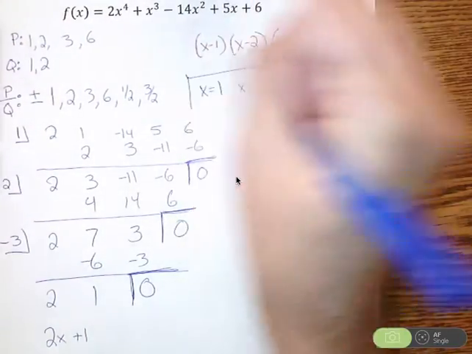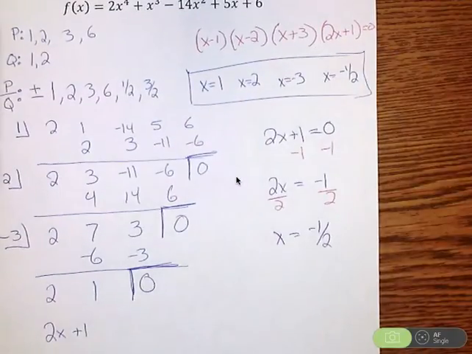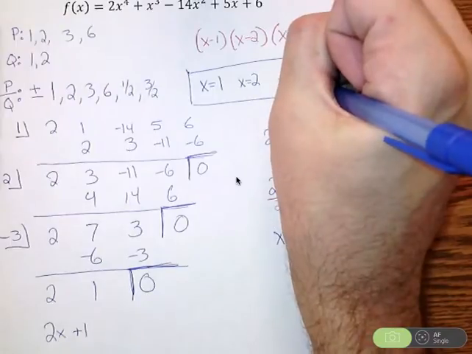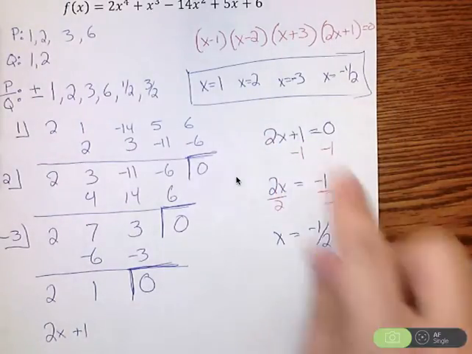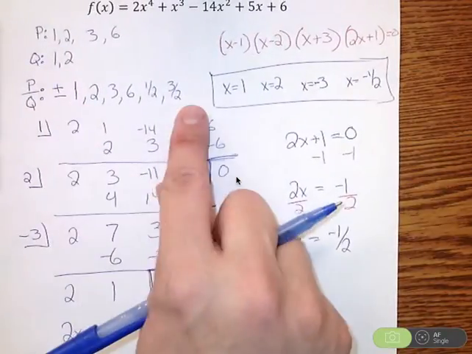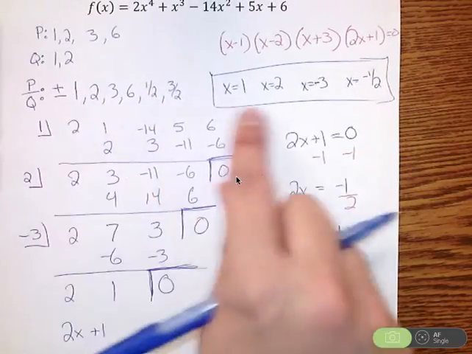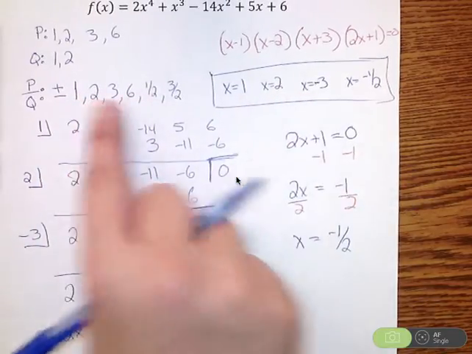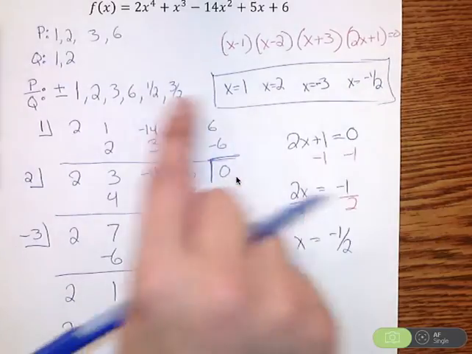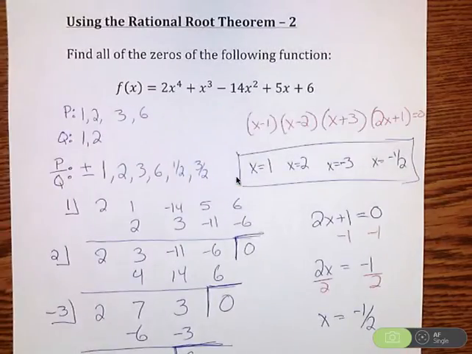So all of my zeros are right there: x equals 1, x equals 2, x equals -3, and x equals -1/2. Notice all of these numbers show up in this list. Keep in mind this list is positive and negative, so I have my 1, 2, -3, -1/2. So that was another example using the rational root theorem.